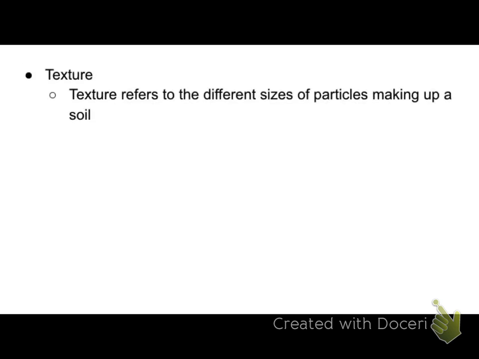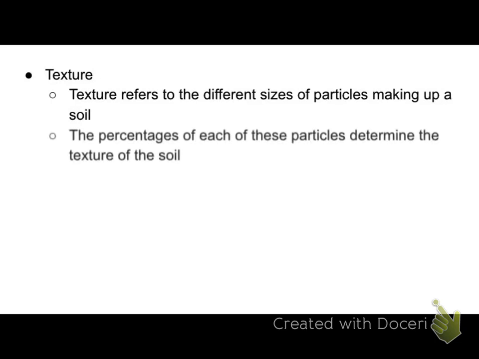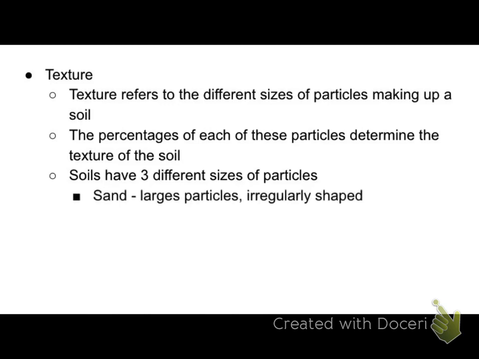The next characteristic that we'll talk about is texture. Texture actually refers to the different sizes of particles that make up a soil. The percentage of each of these particles that's present in the soil will determine the texture of it. There are 3 different sizes of particles. The first is sand. This is the largest of the particles. They are irregularly shaped, so they don't necessarily pack together very well. Okay, so this means you have lots of large particles, and water moves through it pretty easily.